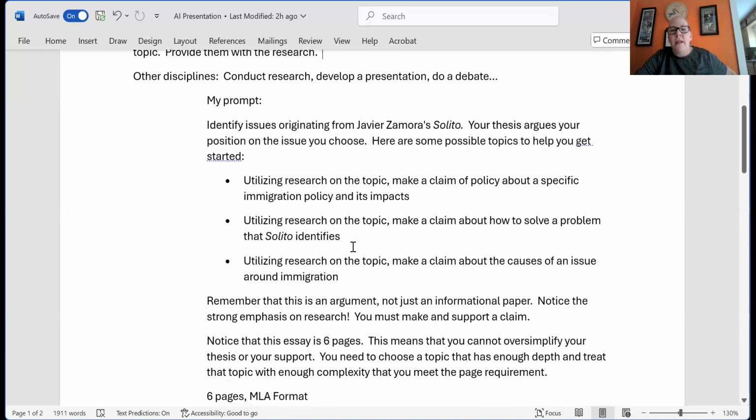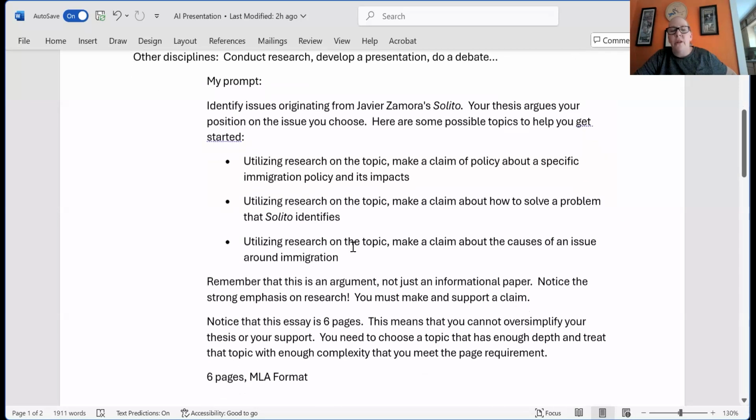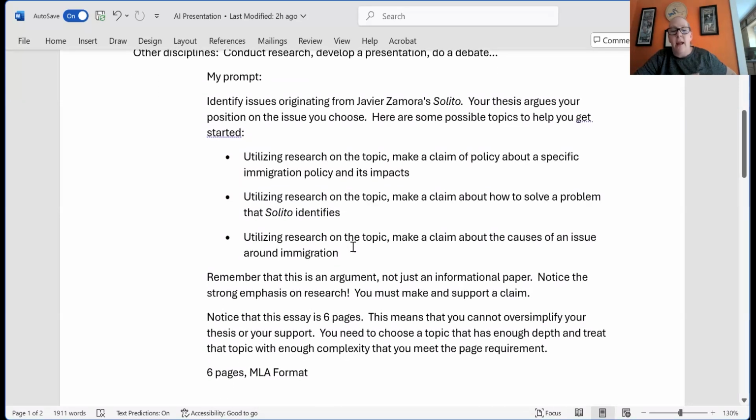I've put my prompt in here. My prompt is generally just to conduct research around a topic, like I have them read a book and then respond to that. There'll be lectures on how to make a claim of policy and how to solve problems. I'll have done lectures on all of these things, but it's a really open topic.